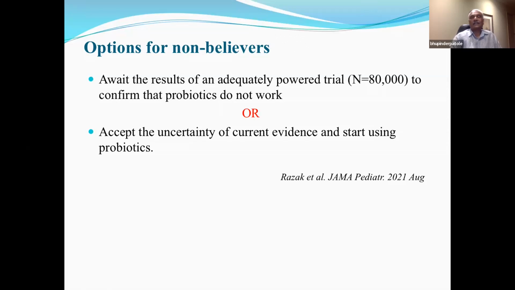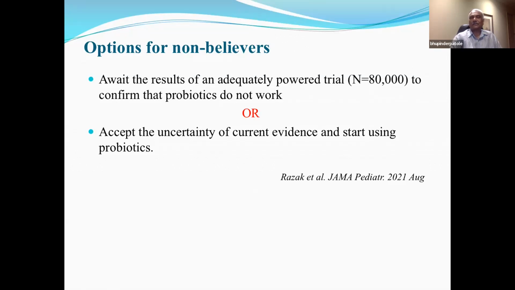So these authors have very nicely summarized that you have only two options. Either you could stay as a purist and await the results of a so-called adequately powered trial, which will have 80,000 babies who are preterm, very low birth weight, and to confirm that the probiotics don't work. Now, that's not going to happen in life based on the current data. So what are the other options?